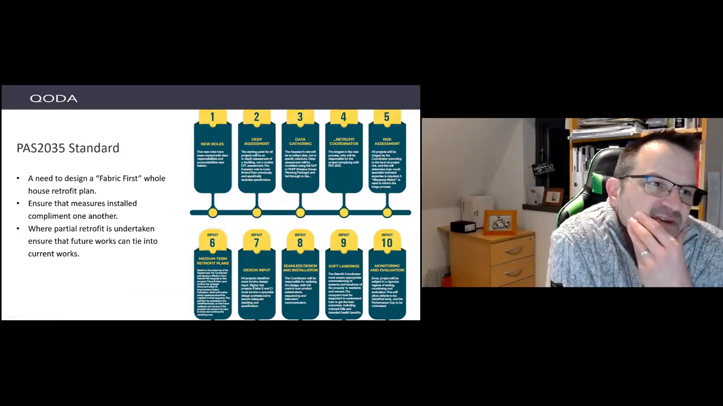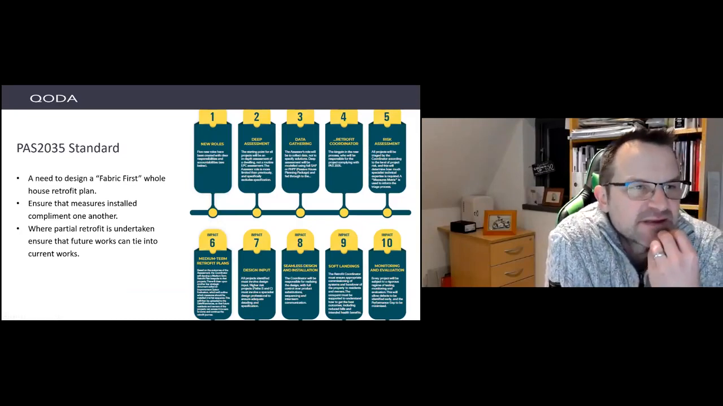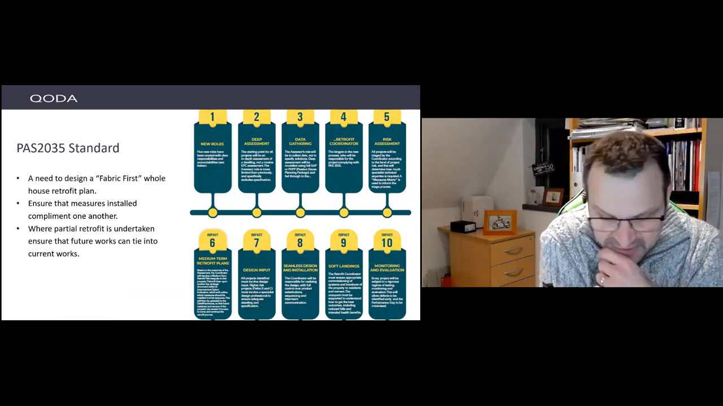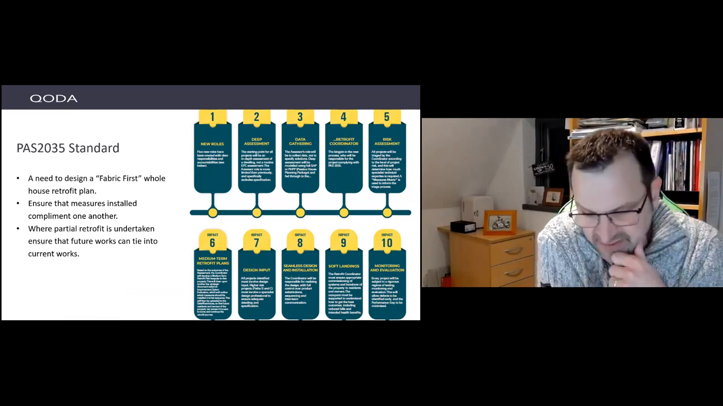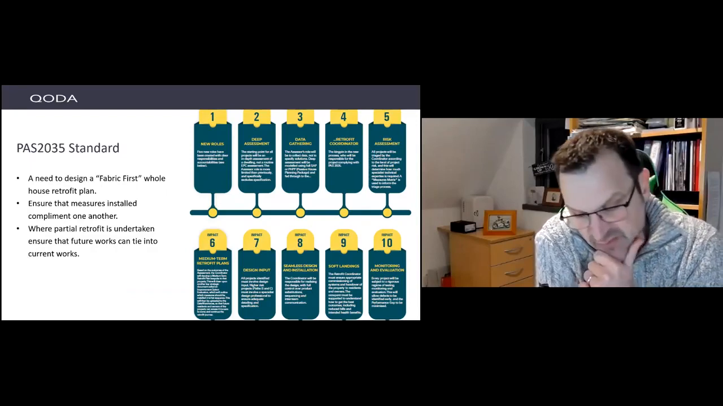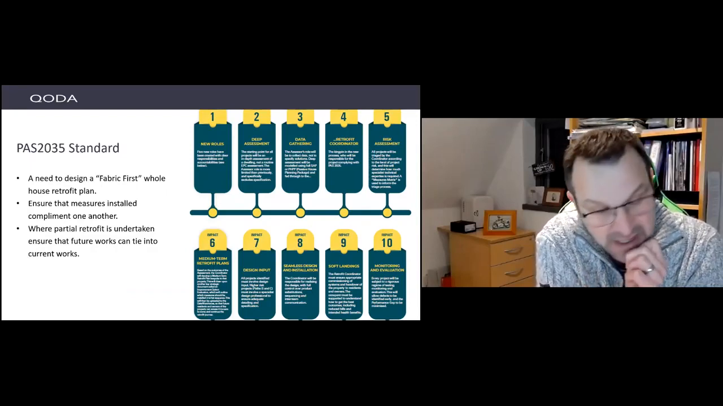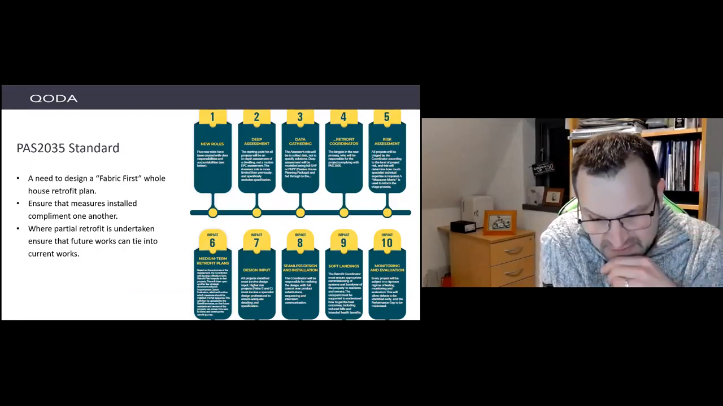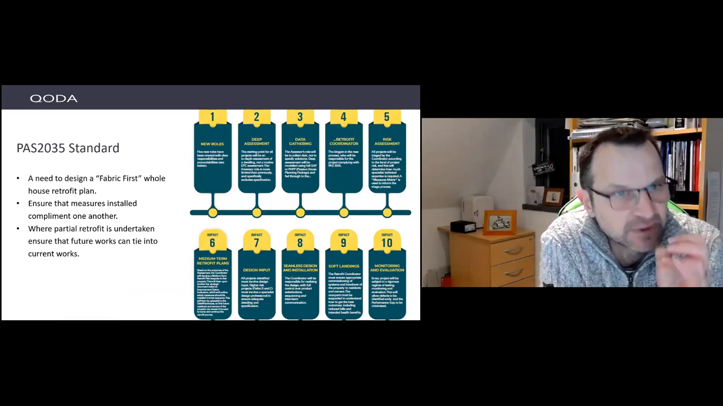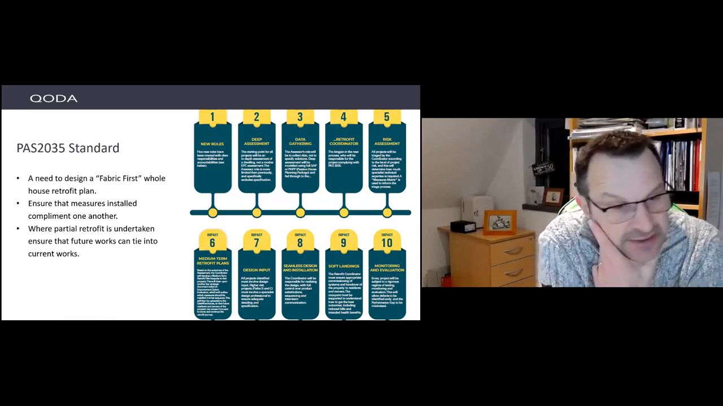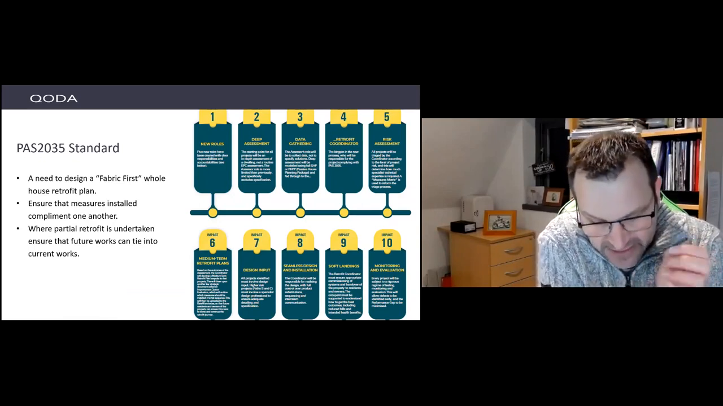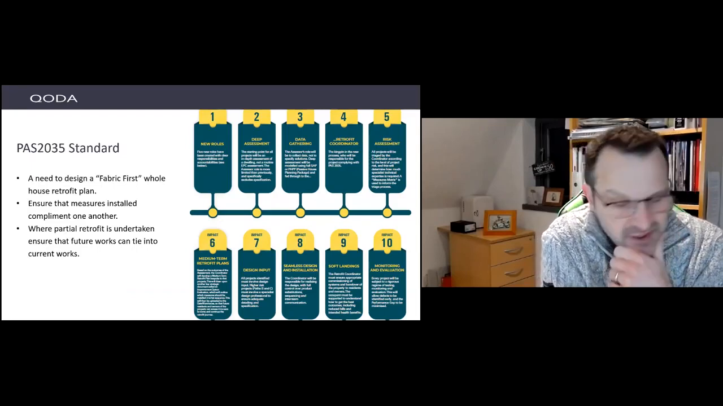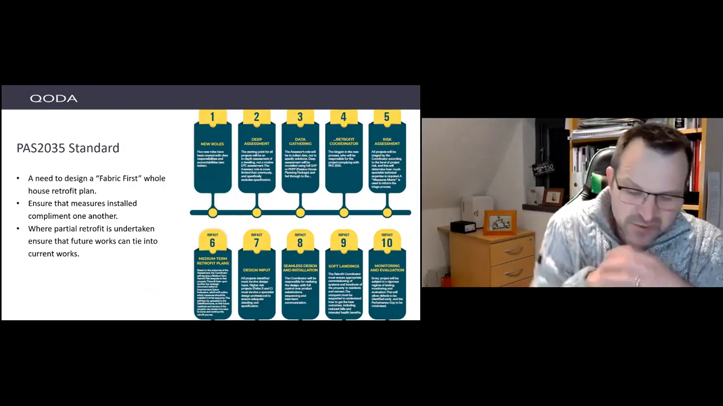So PAS 2035 requires you to design a fabric first whole house retrofit plan. Now you might not have the budget to do all the works in one go, but the idea is that you create a medium term improvement plan for the property, and that you do certain elements of that plan as and when you have funds available. In an ideal world, you'll have lots of funds available, and you would do all of those items on that improvement plan all in one go. But clearly that might not be the case, certainly for private individuals doing their own homes.